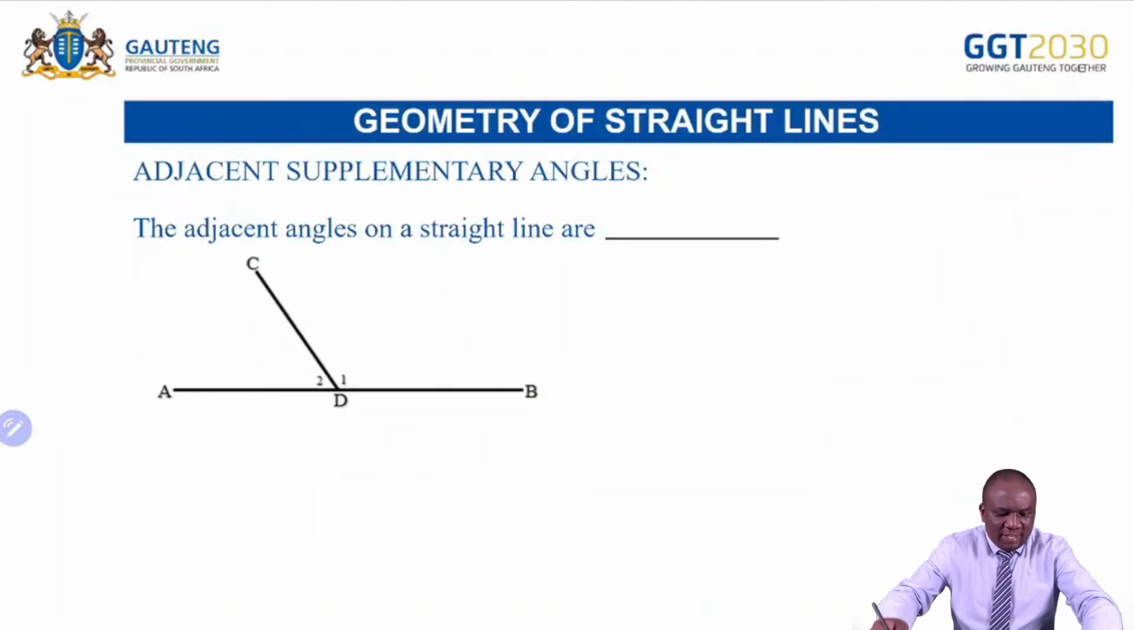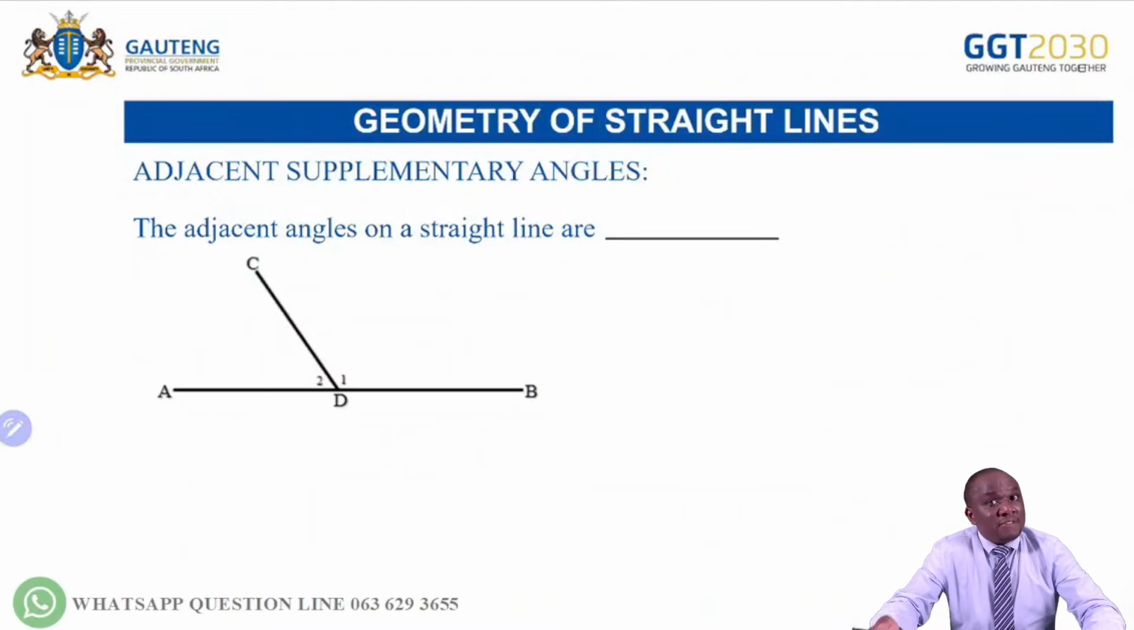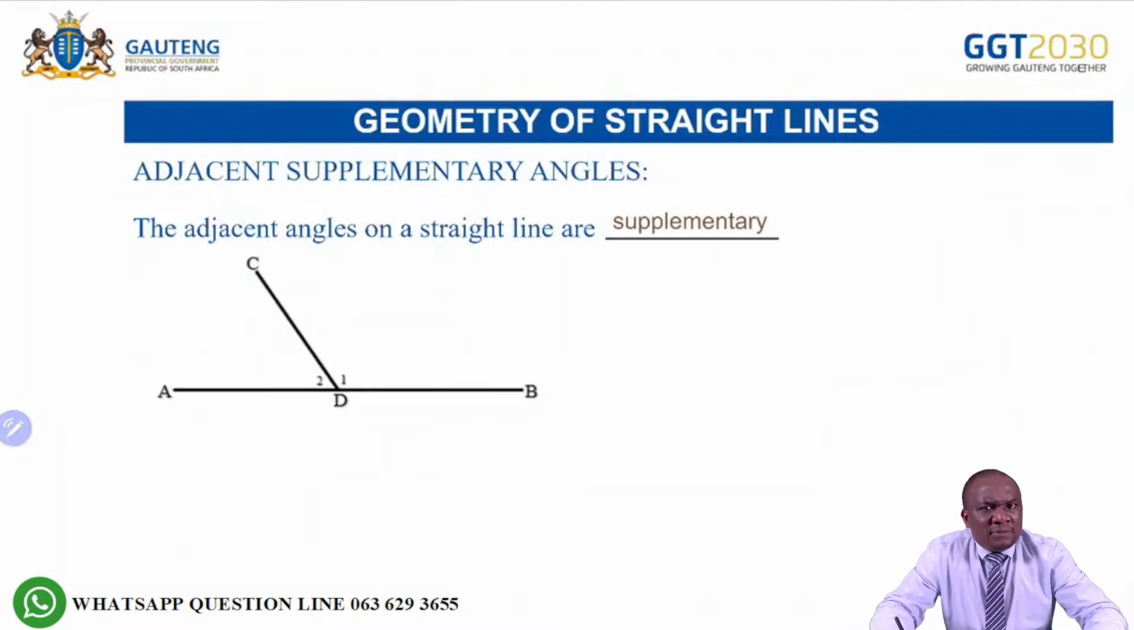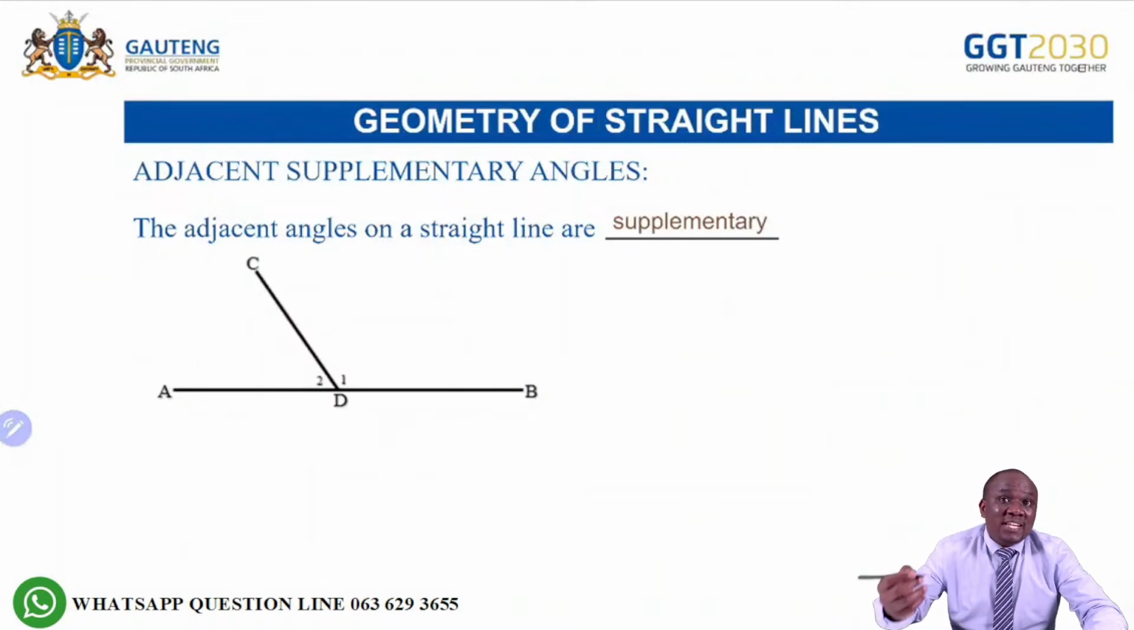The first one, adjacent angles on a straight line. We have done this also in our baseline activity. What can you say about the adjacent angles on a straight line? They are supplementary. What does that mean? When I'm saying supplementary, they add up to 180 degrees.